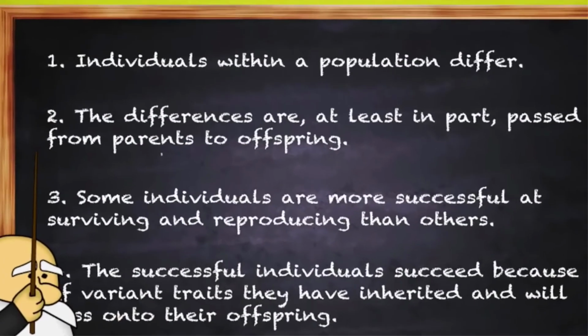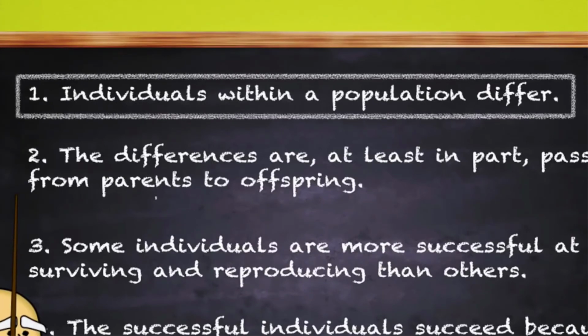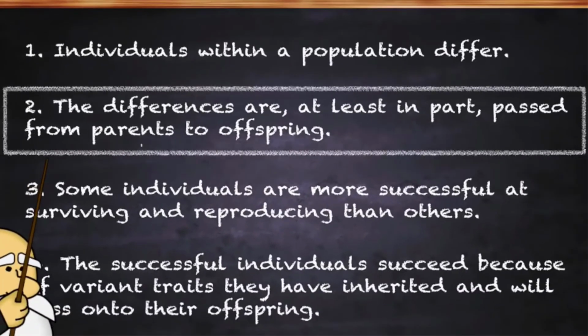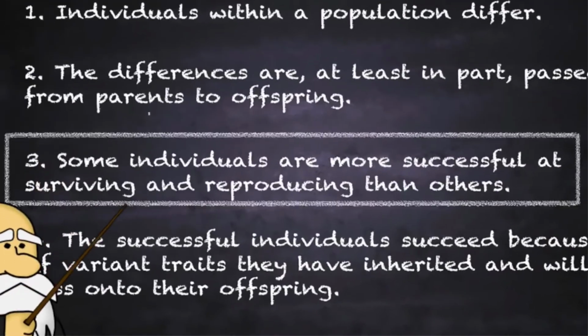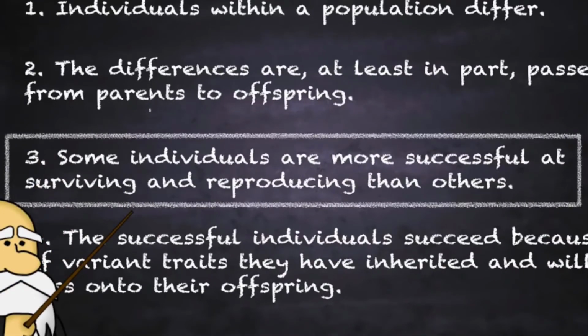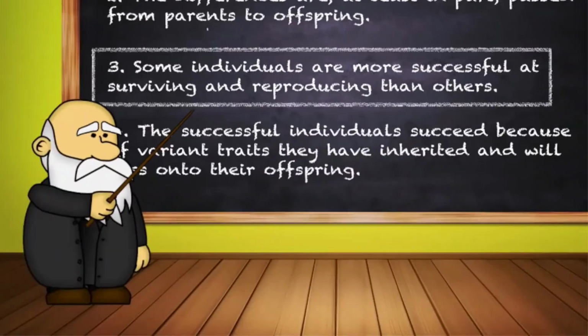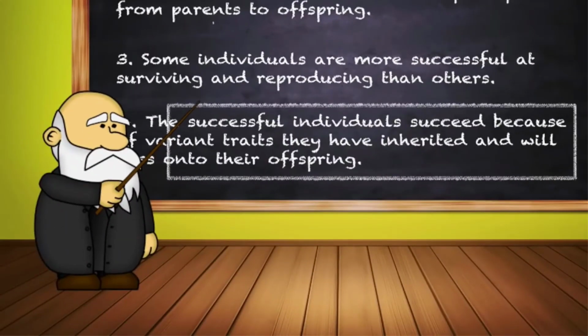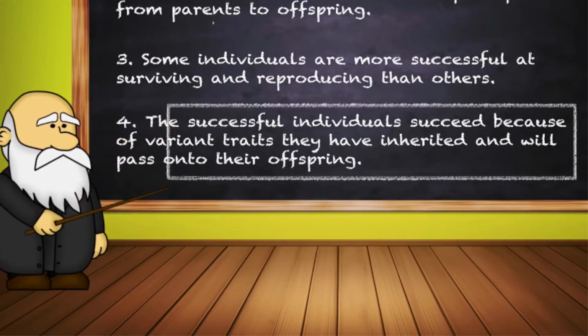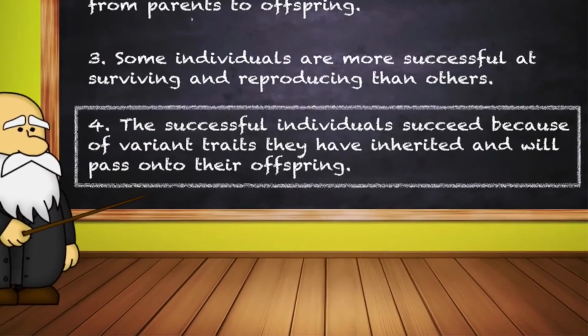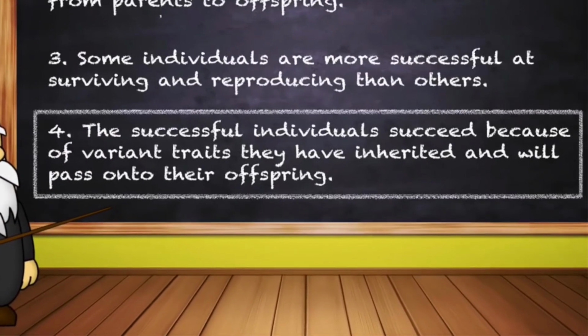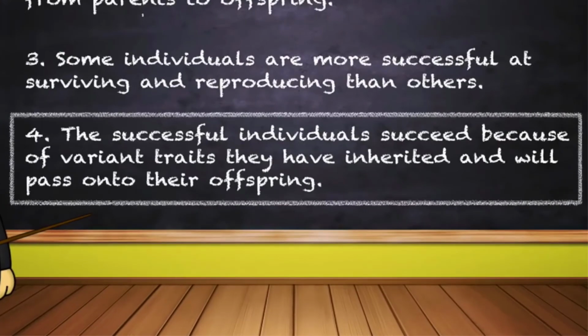Let's review. Individuals within a population differ. The differences are, at least in part, passed from parents to offspring. Some individuals are more successful at surviving and reproducing than others. The successful individuals succeed because of variant traits they have inherited and will pass on to their offspring.